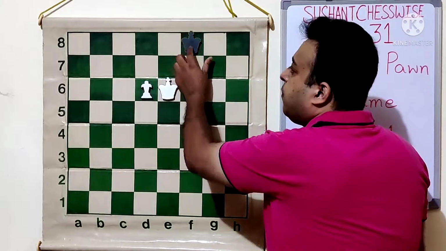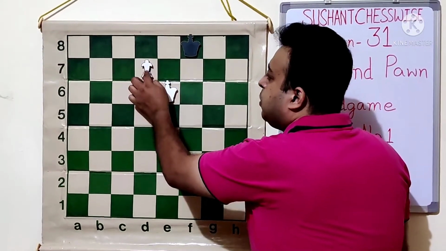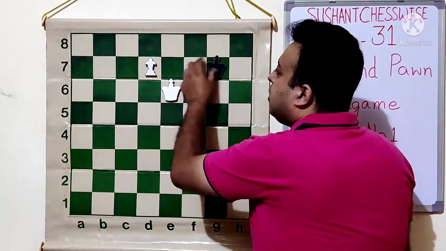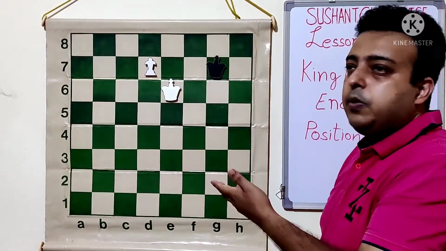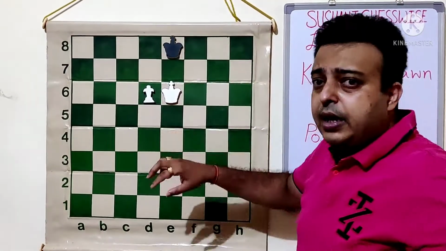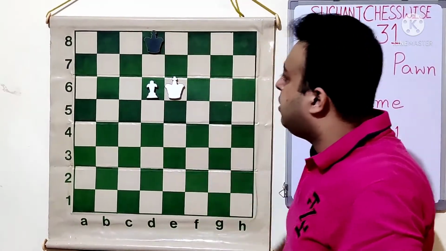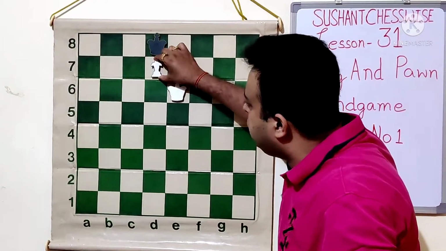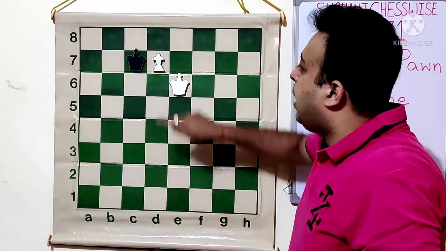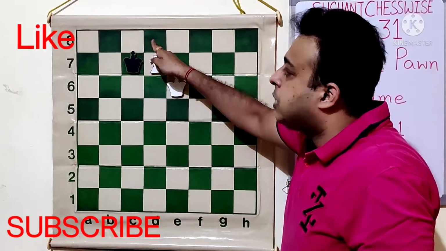If it goes to f8, then the pawn simply goes to d7. This square is guarded. Now the king has to move away, and then the pawn will become a queen, and white will win the game. So the correct move for black is to go Kd8. Now white pushes the pawn to d7. Now the black king has only one place, c7, and now white cannot queen the pawn because the king will capture.